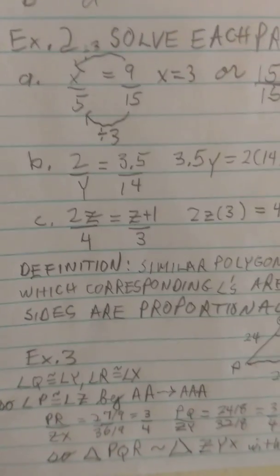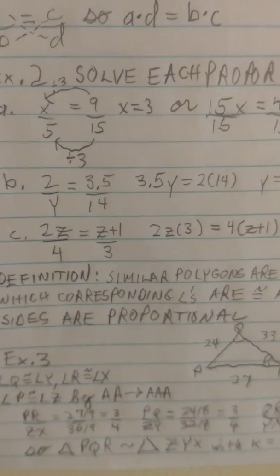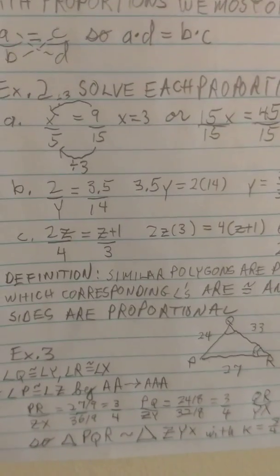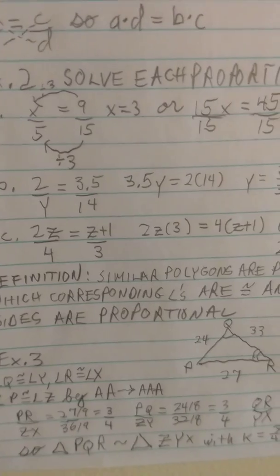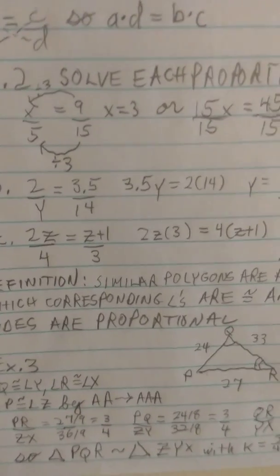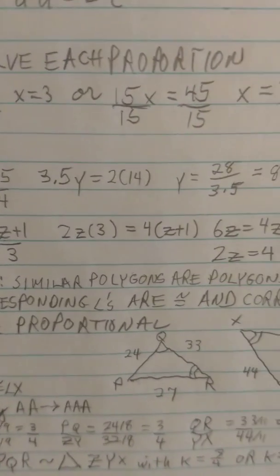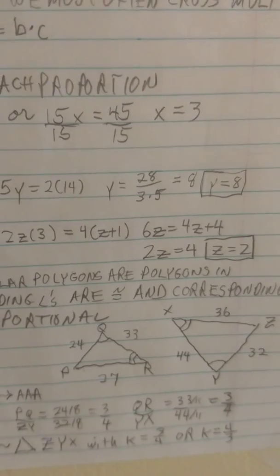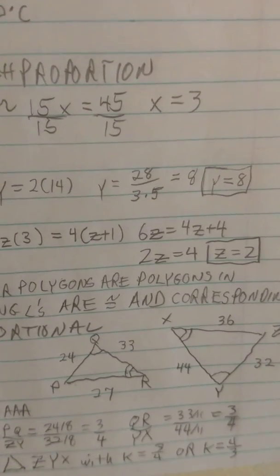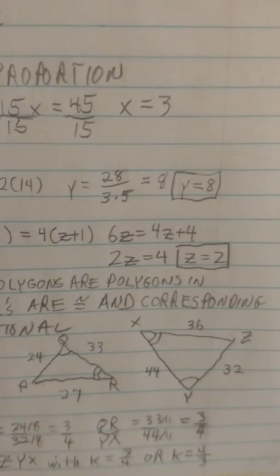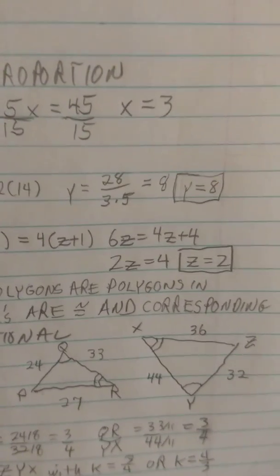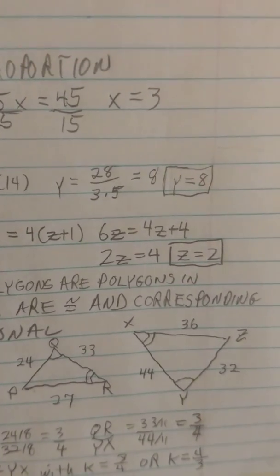Now this is getting back to algebra. 2z over 4 is equal to z plus 1 over 3. So let's multiply 2z times 3 on the cross equals 4 parentheses z plus 1, giving us 6z equals, multiplying through, 4z plus 4. Subtracting 4z from both sides gives us 2z equals 4 and z equals 2.